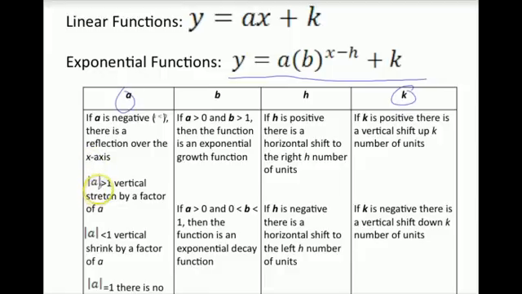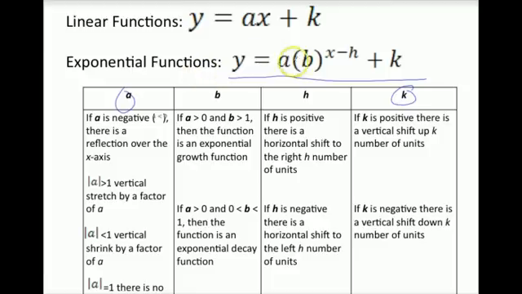If the absolute value of a is greater than 1, we have a vertical stretch by a factor of a. If the absolute value of a is less than 1, we have a vertical shrink by a factor of a. And the last one, if the absolute value of a equals 1, there's no vertical stretch or shrink, so we don't have to describe a vertical stretch or shrink if the absolute value of a is 1.